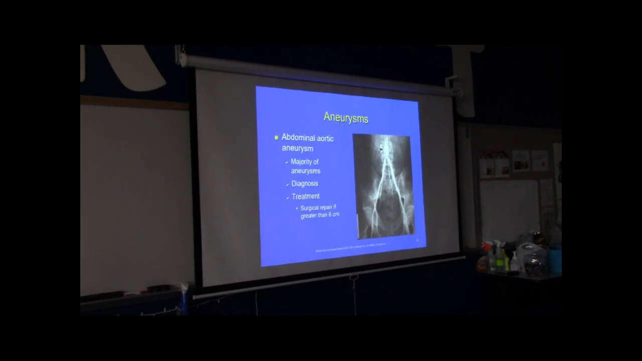Okay, this is an abdominal aneurysm. Right there it goes. It's a big bulged area. And this is by far the majority of the aneurysms we see. AAA, abdominal aortic aneurysm.